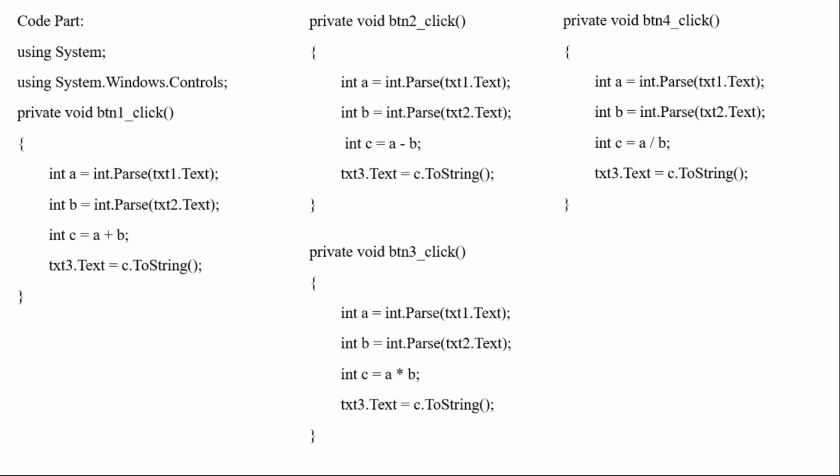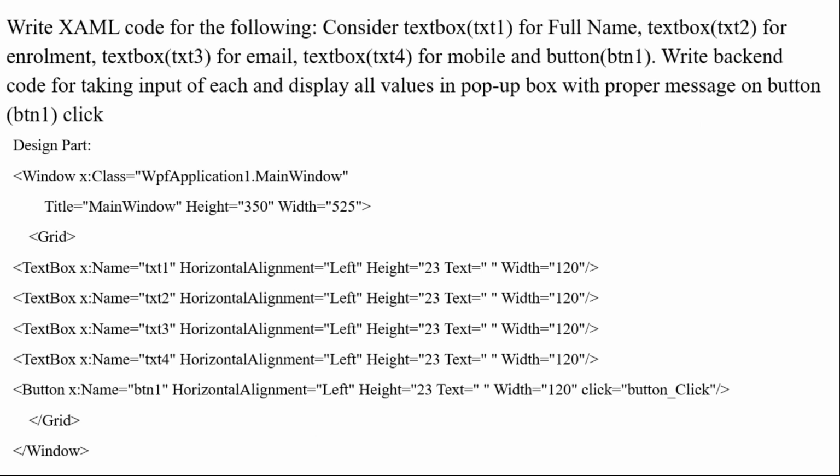Consider a text box 1 for full name, text box 2 for enrollment, text box 3 for email, text box 4 for mobile, and button 1.